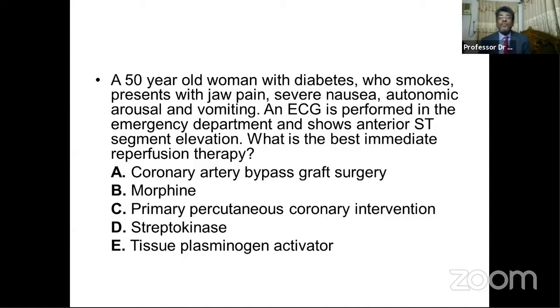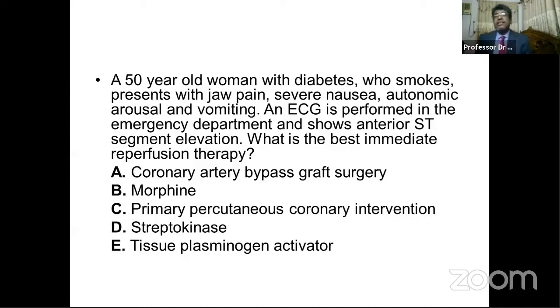So we have to have reperfusion, that is, the clot should be lysed or removed. There are some reperfusion strategies, like coronary artery bypass graft surgery. Morphine, actually, doesn't have any role in reperfusion. Its only role is to relieve the chest pain. Percutaneous coronary intervention, yes, that is one of the most popular as well as effective reperfusion strategies.